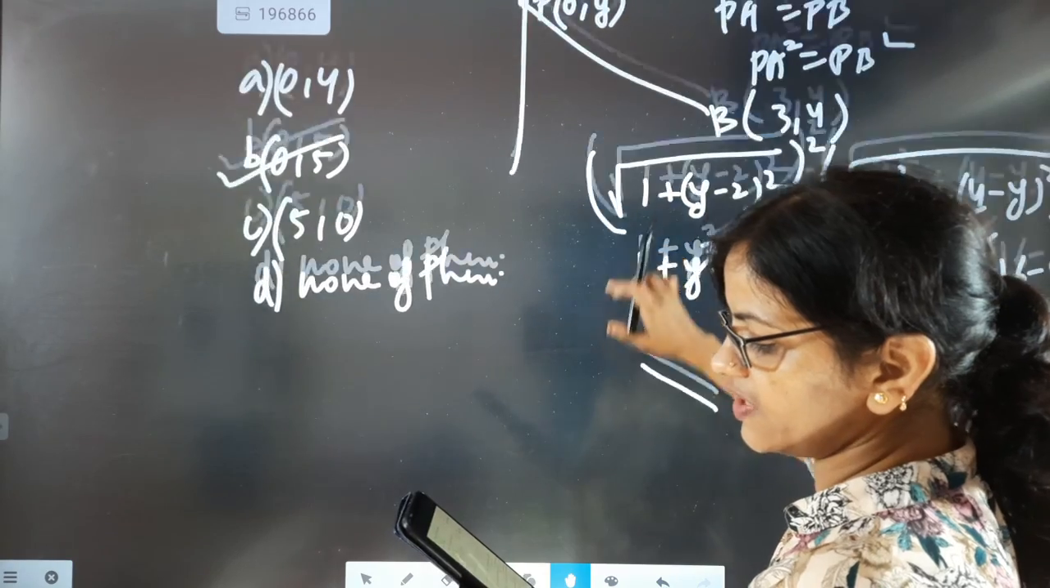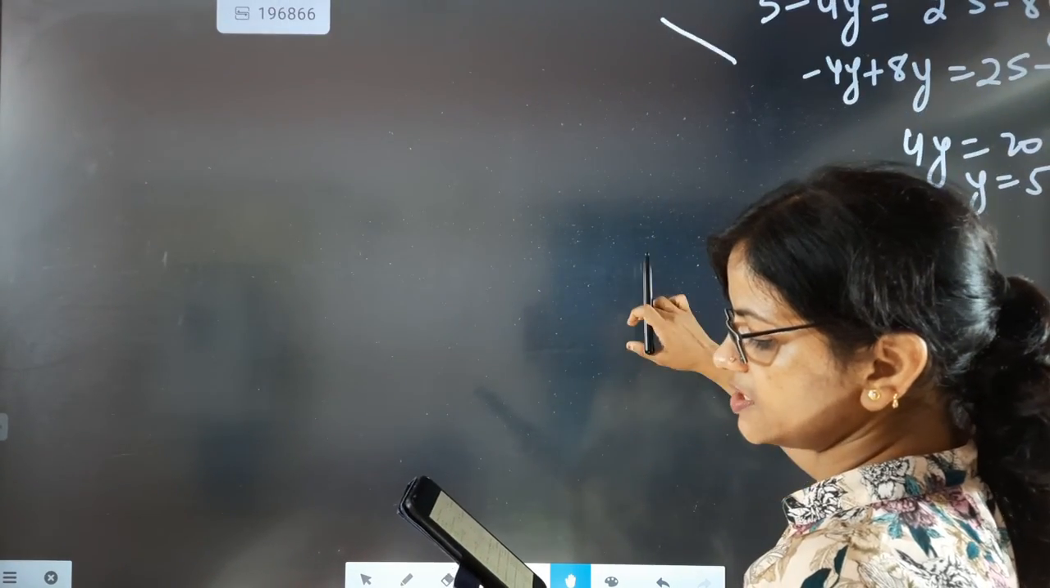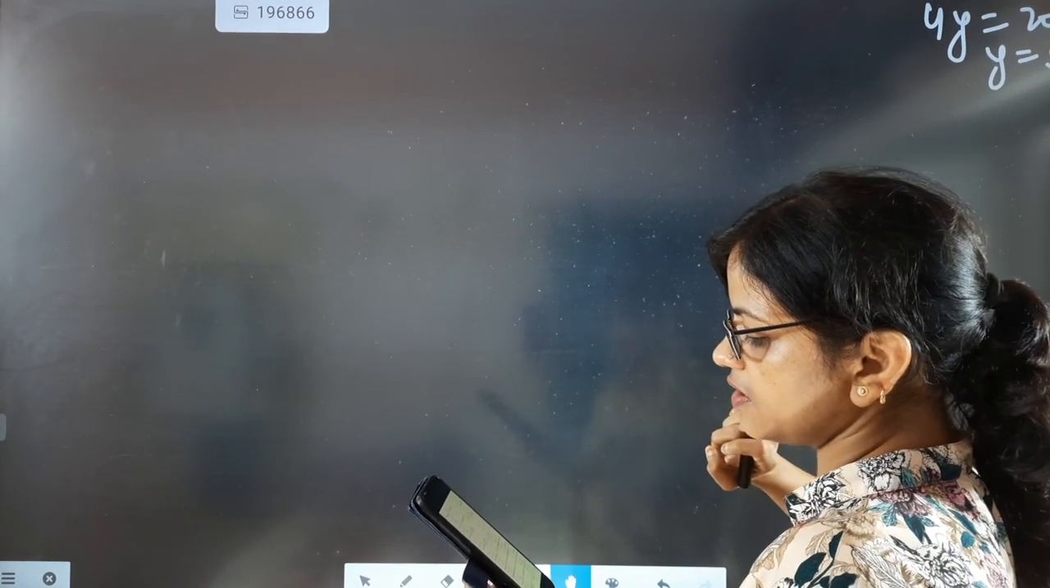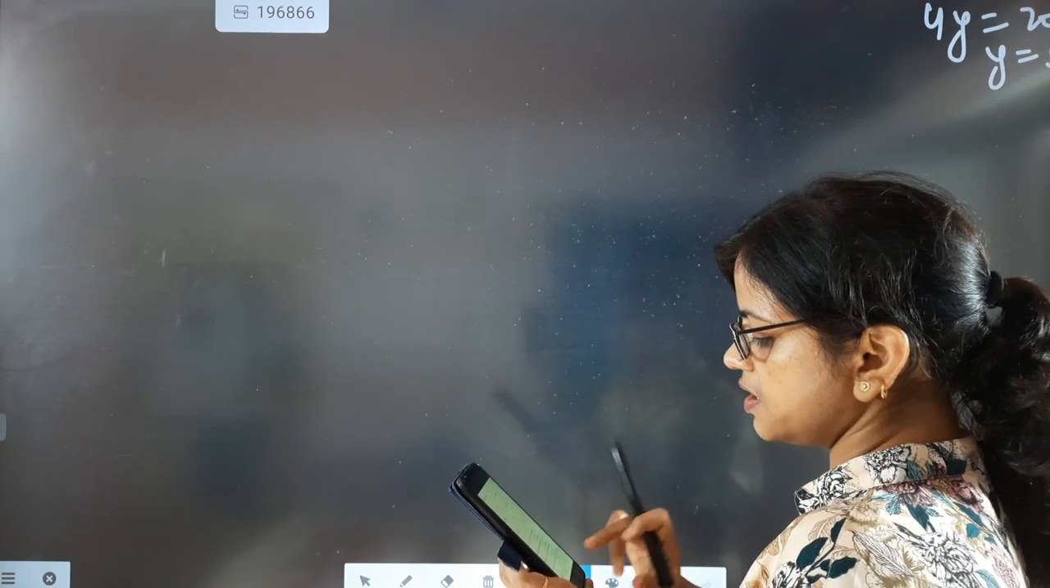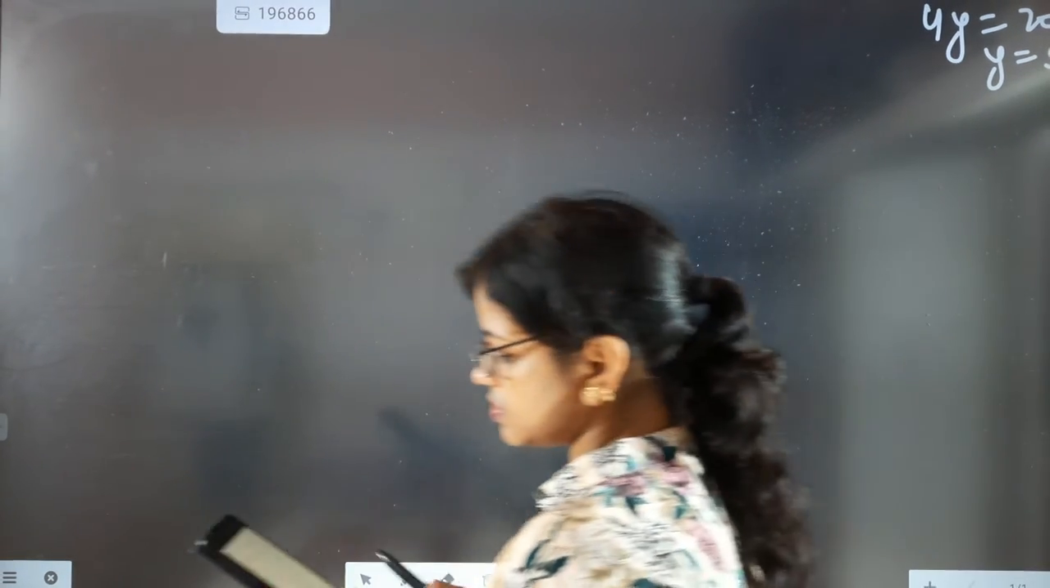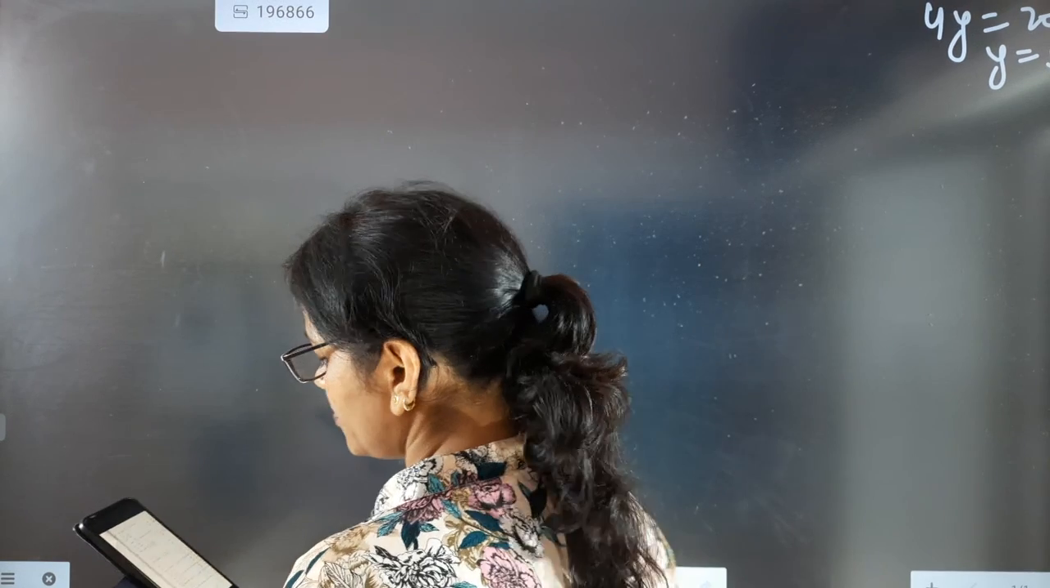Question number 91 done. Question number 20: circumcenter of the triangle whose vertices are... Okay, how many minutes are over? Incenter, circumcenter, 10 minutes.